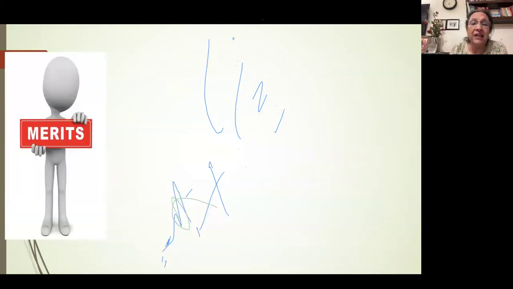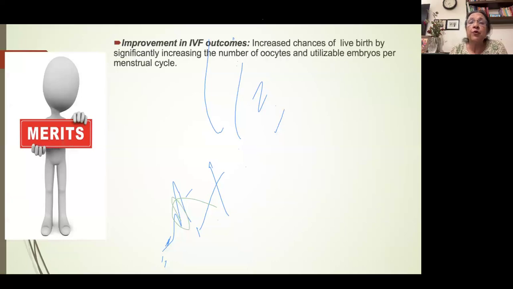So what are the merits of duostim? Improvement in IVF outcomes, increased chances of live birth by significantly increasing the number of oocytes and utilizable embryos per menstrual cycle.